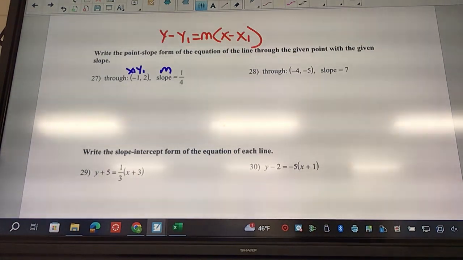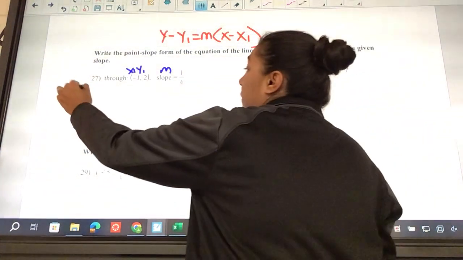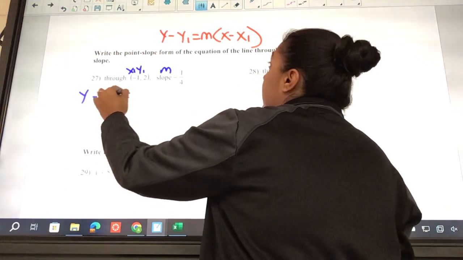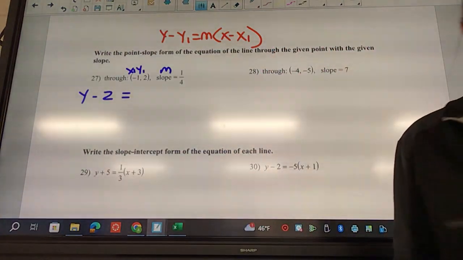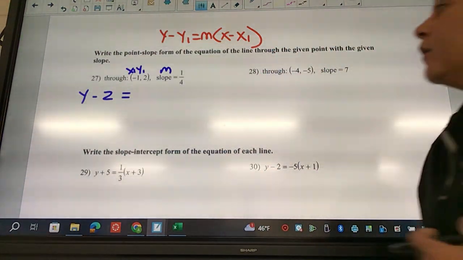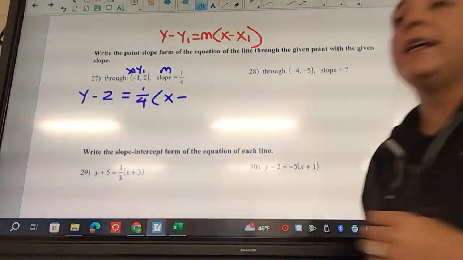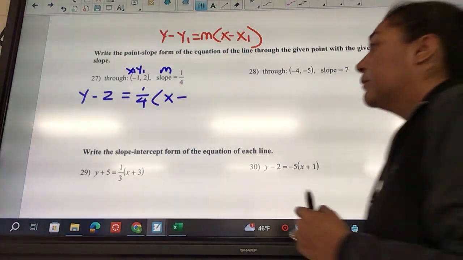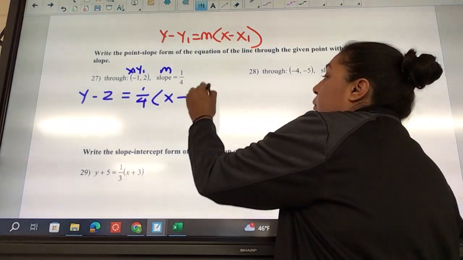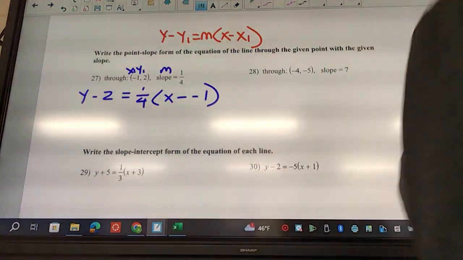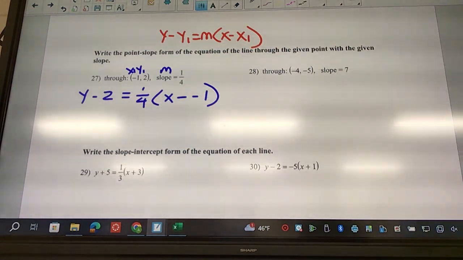Y minus, what is my y1? Y minus 2 equals my m. What's my m? 1 over 4. X minus, what is my x1? Negative 1. And again, don't forget, or write yourself a note.